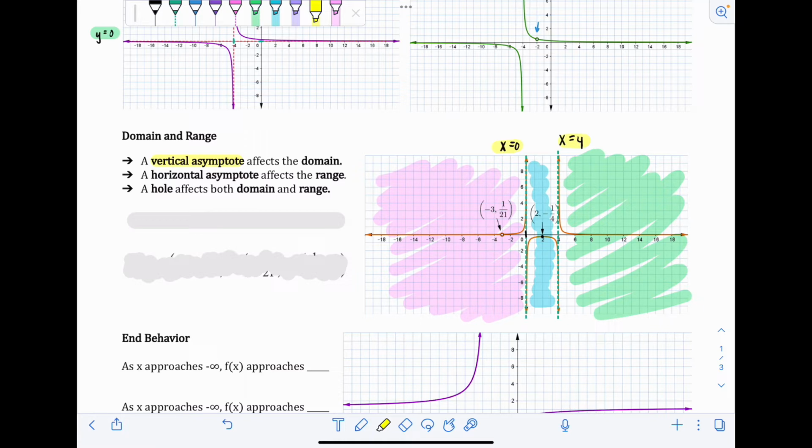So since there are 3 different sections here, we're going to have at least 3 different sections in our domain, 3 different intervals in our domain. There could be more depending on the holes in the function, which this function does have a hole, so we'll have to keep that in mind.